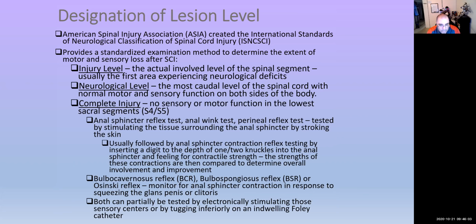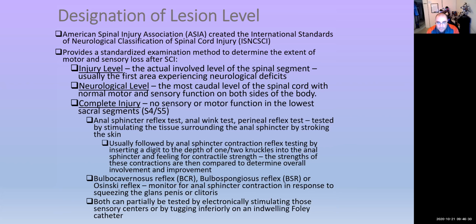How do we test for that? We have two different tests we can do. We have the ASR, not to be confused with the ASMR. The ASR is the anal sphincter reflex, or the anal wink test is the other term it's called, or the perineal reflex test. This is tested by stimulating the skin and tissue surrounding the anal sphincter by stroking the skin to see if there's any movement at the anal sphincter.